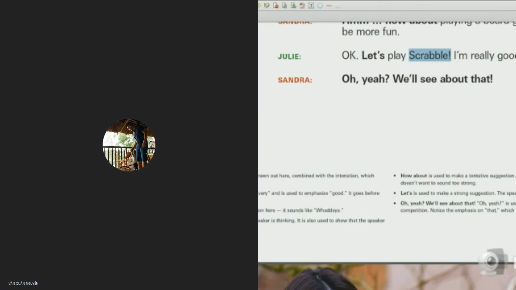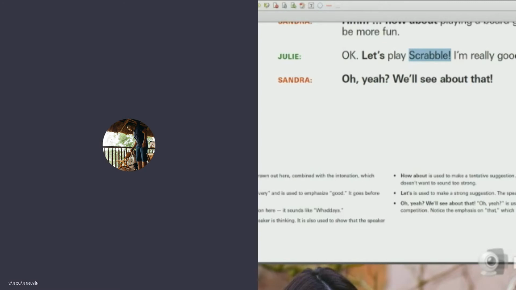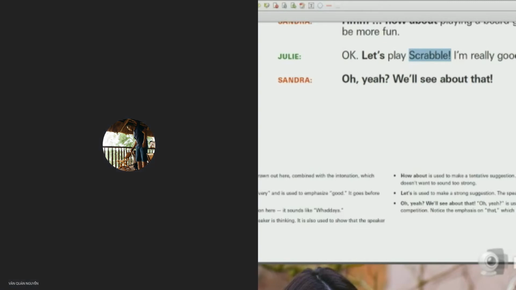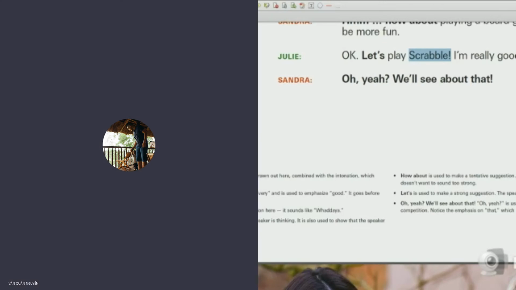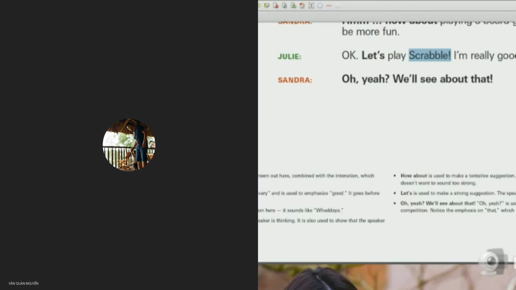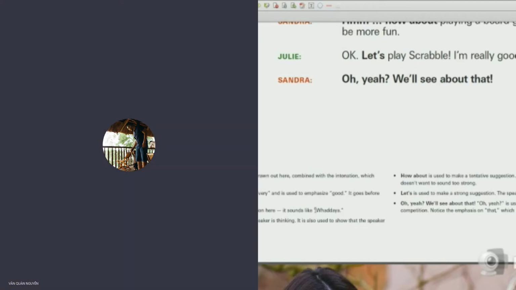And next is "what do you." Notice the pronunciation here. It sounds like "wadaya." So when you see "what do you," instead of saying "what do you," you say "wadaya."